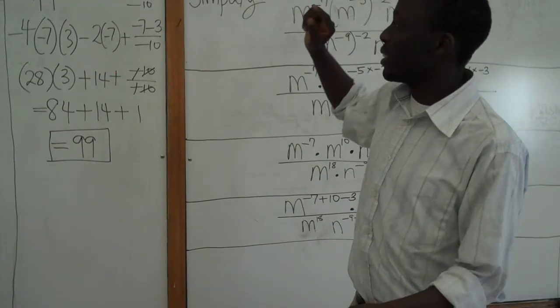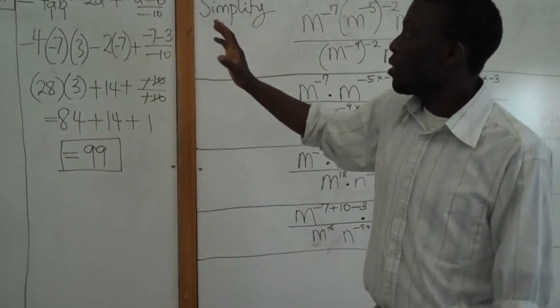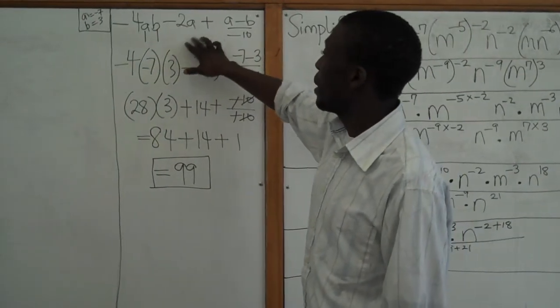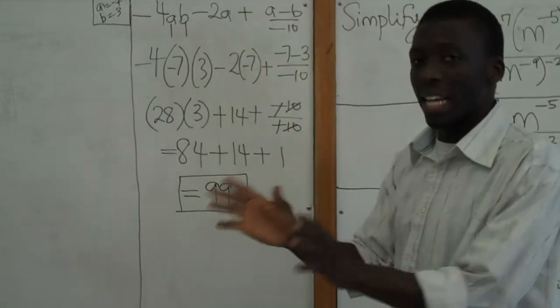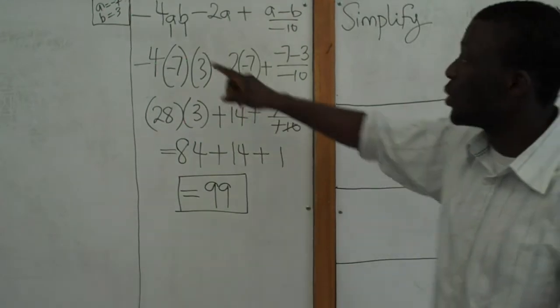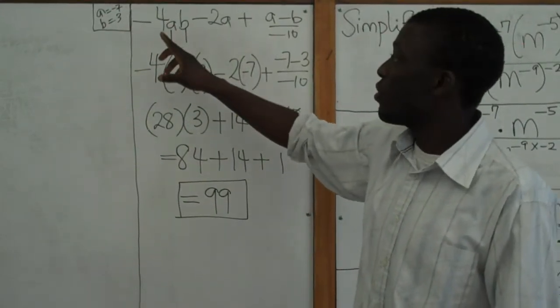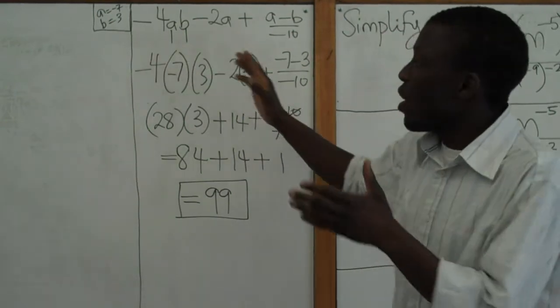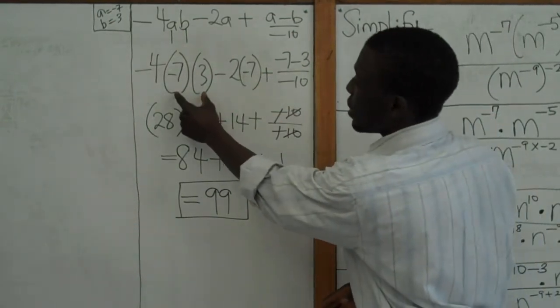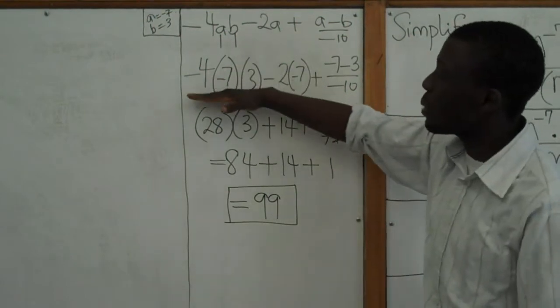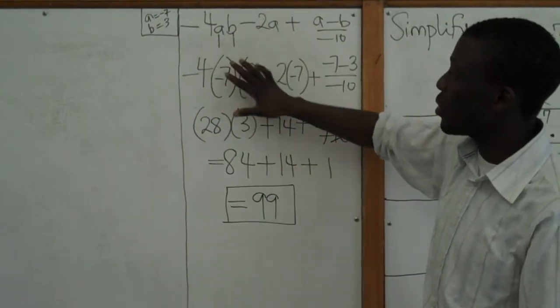So this is the solution to the first one. 4ab minus 2a plus a minus b over negative 10. All you do is you substitute the value for negative 7 wherever you see an a, and you put in 3 wherever you see a b. All you need to do is plug those values in and then simplify. That's all it takes to do the first problem.